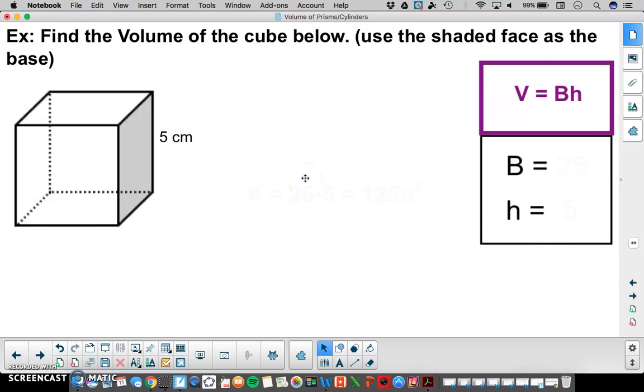Next, we want to find the volume of the cube. We're using that shaded base. So we have a length of 5. That's going to be a square, so all of our lengths are 5, and the height of the prism will also be 5. So the area of that shaded base is 5 times 5, which is 25. And we have a height of the prism of 5. So our volume is 25 times 5, which is 125 cubic units.